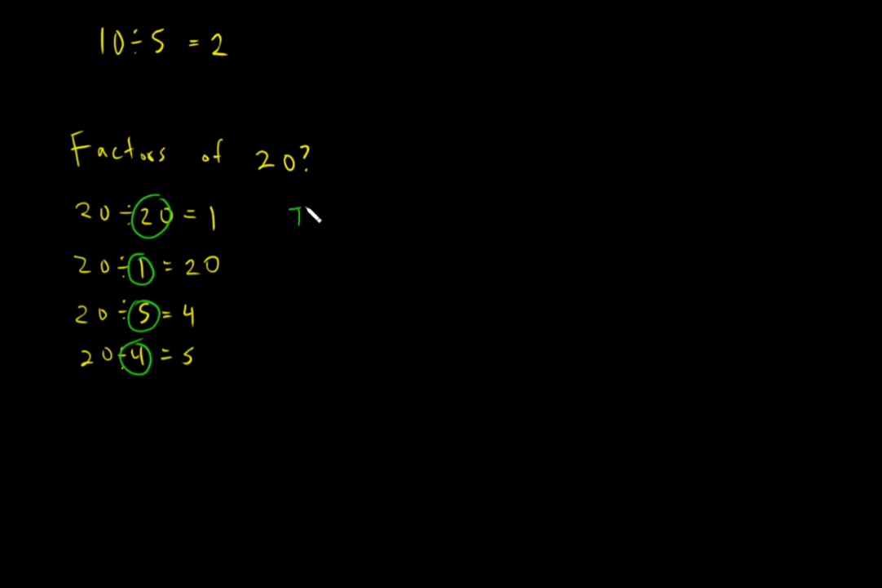So the factors of 20 are 1. Oh, actually, I forgot one more. Also the number 2. Oh, and the number 10. Wow, we actually missed quite a few.